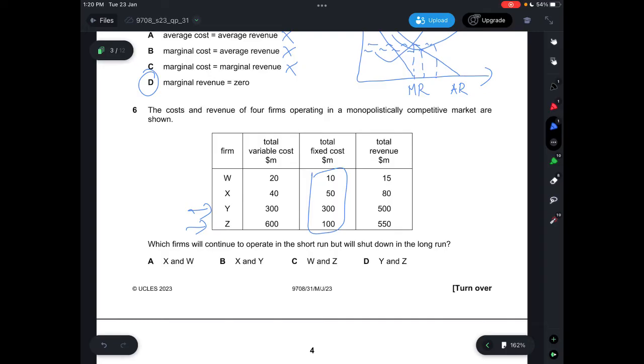And then for X, your total variable cost is lower than your total fixed cost, which also means that if your fixed cost is higher than your variable cost, it's very difficult for you to control your variable cost in the long run. And in this case, it may also shut down in the long run. If you look at W, your total variable cost is at 20 million, where your total fixed cost is at 10 million, and total revenue is 15. You can control your variable cost because, like what I mentioned just now, your variable cost is higher than your fixed cost. And in this case, W and Z will operate in the long run, but for X and Y, the answer is no. So answer is B.